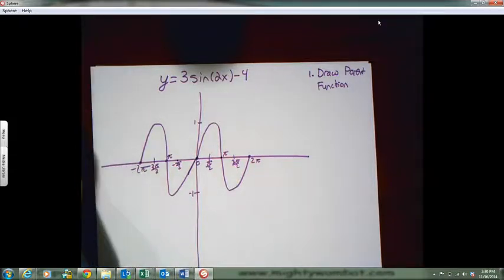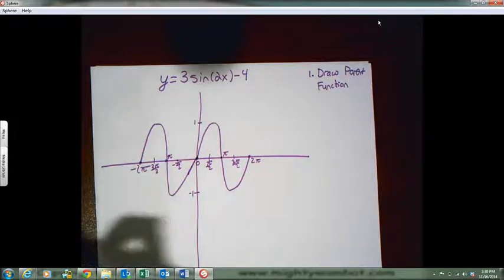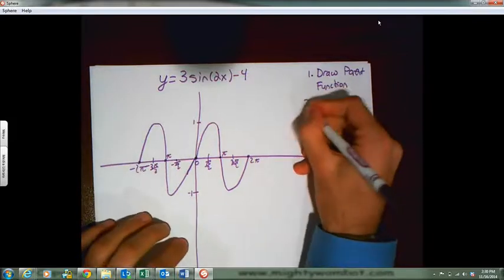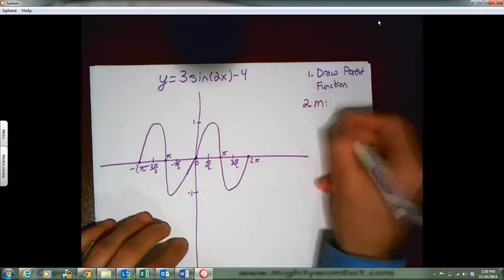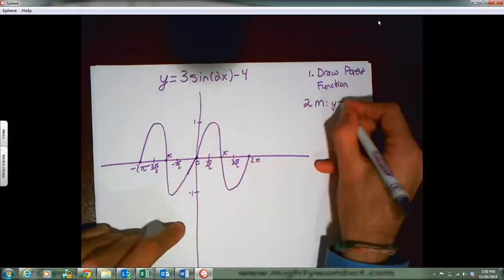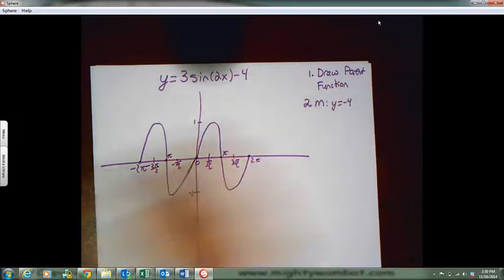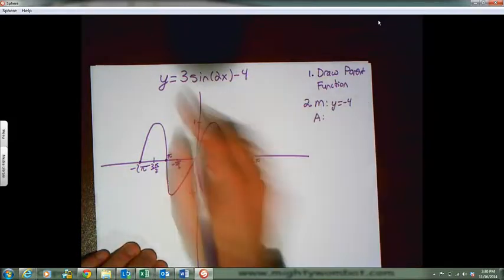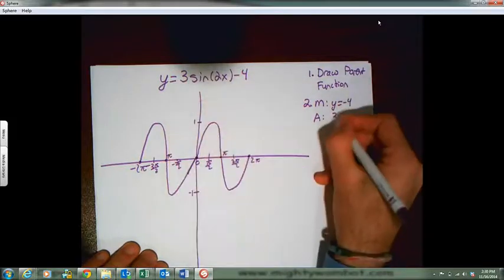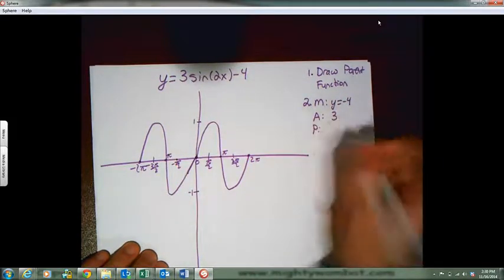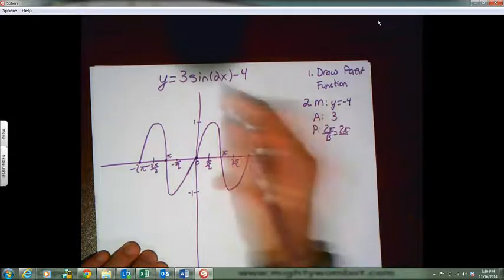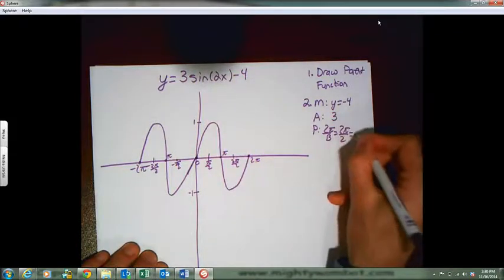Now, let me do step 2 over here, which is to map out the key features. Remember, the midline is whatever is over here, so y equals negative 4. Remember, it's y equals, the horizontal line. The amplitude is whatever number is in front, the absolute value, because amplitude must be positive, so amplitude is 3. And the period is equal to 2 pi divided by b, 2 pi divided by 2. Period is equal to pi.